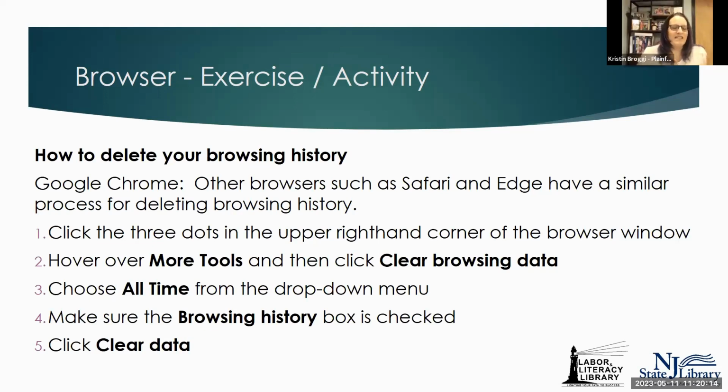How to delete your browsing history in Google Chrome. Other browsers such as Safari and Edge have a similar process for deleting browsing history. One, click the three dots at the upper right-hand corner of the browser window. Two, hover over More Tools and then click Clear Browsing Data. Three, choose All Time from the drop-down menu. Four, make sure the Browsing History box is checked. And then five is Clear Data.